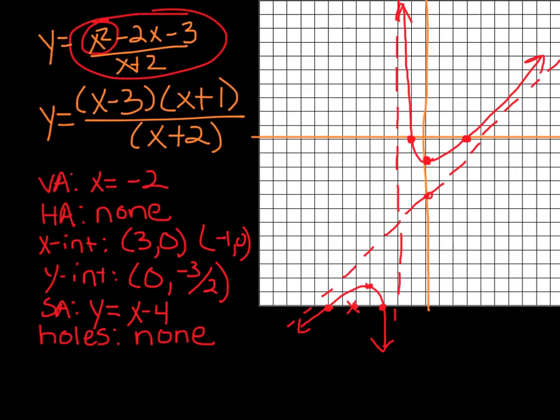Now the domain and the range of this is kind of tough, so I'm not going to make you do it, but domain would be negative infinity to -2, and -2 to infinity. Range would be negative infinity to the top of this hump, and then the bottom of this part to infinity.